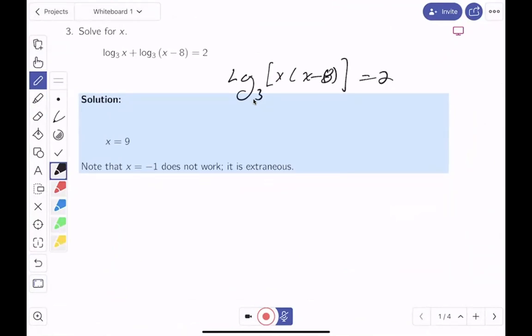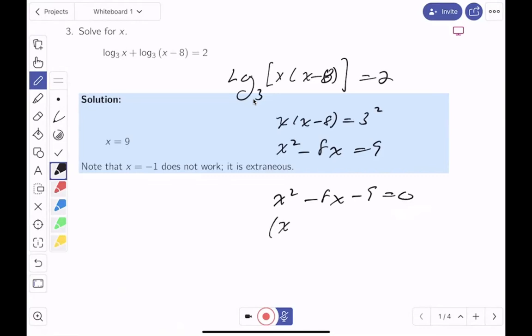So it's not a log. What do I get? Well, I would get x times x minus 8 equals 3 squared. All right, now I get x squared minus 8x is equal to 9. x squared minus 8x minus 9 equals 0. A relatively easy, I'd say a Math 092 level quadratic to solve.